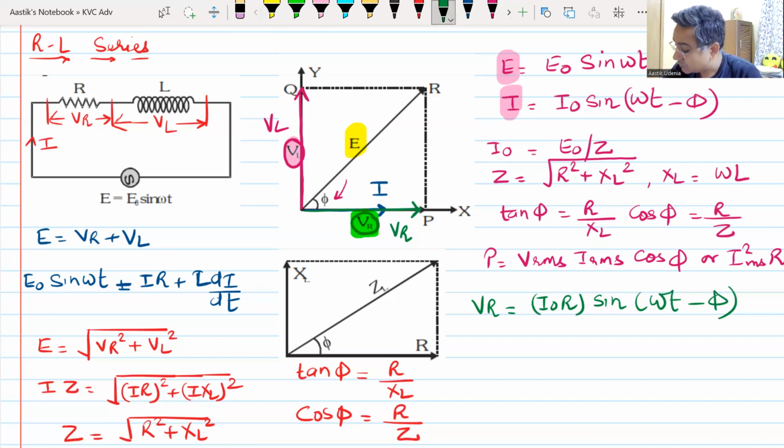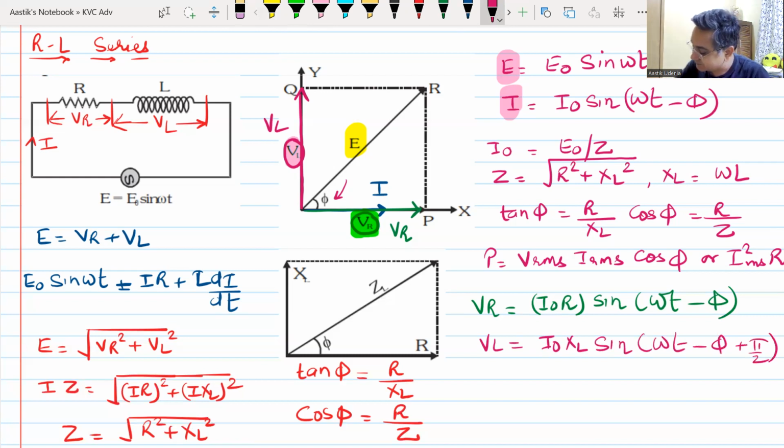But once you write the value of VL, now VL will be equal to I naught multiplied by XL, and remember this voltage is ahead of current by a phase angle of pi by 2. So you will have to remember the sine of omega t minus phi plus pi by 2. Do you understand from where it is coming? Yes, sir. I'll give you 2 minutes to note this down.